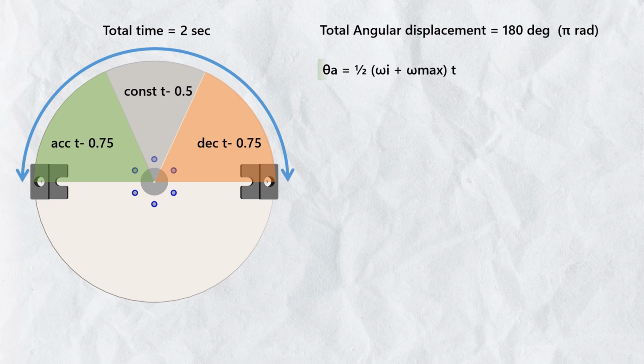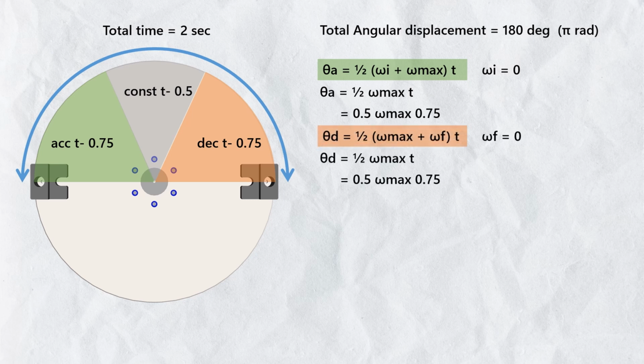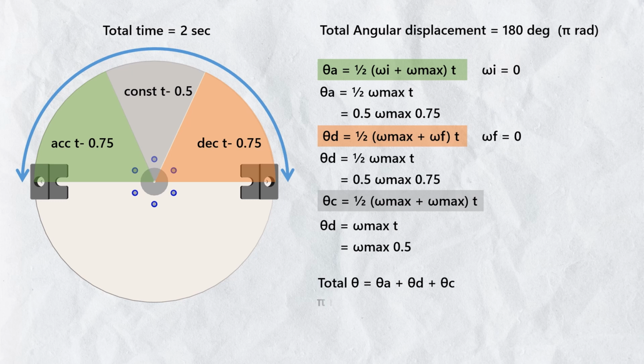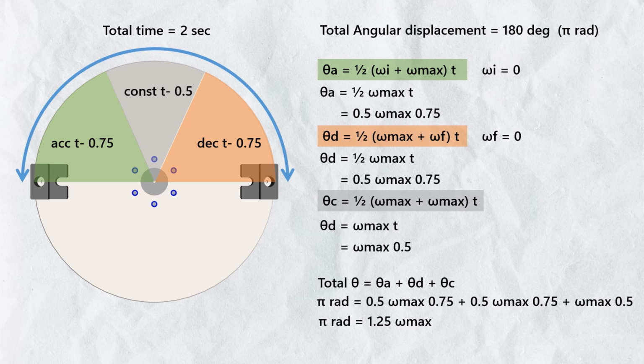So for angular displacement at acceleration, since the initial angular velocity is 0, angular displacement at acceleration equals half omega max into 0.75. Same for the deceleration. And for uniform motion, omega max is constant, meaning initial velocity and final velocity are equal. So angular displacement at constant velocity will be omega max into 0.5. And we can sum up all of this. So pi equals 1.25 omega max. So the maximum angular velocity omega max equals 2.51 radian per second. So the angular velocity at the end of the acceleration phase is 2.51 radian per second.